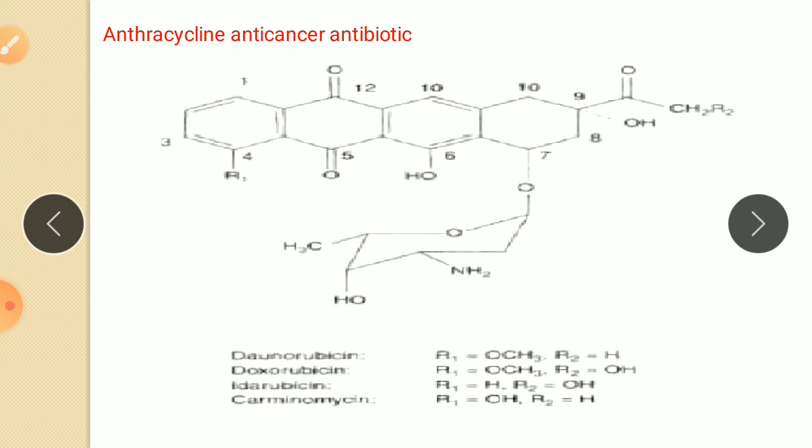Regarding intercalation, the general feature shows ring B and ring C intercalated between the CG base pair. CG base pair means cytosine-guanine base pair, which is an important base pair in DNA. So the B and C rings are intercalated between the CG base pair, ring D is intercalated into the major groove, and the sugar moiety along with ring A is intercalated in the minor groove.